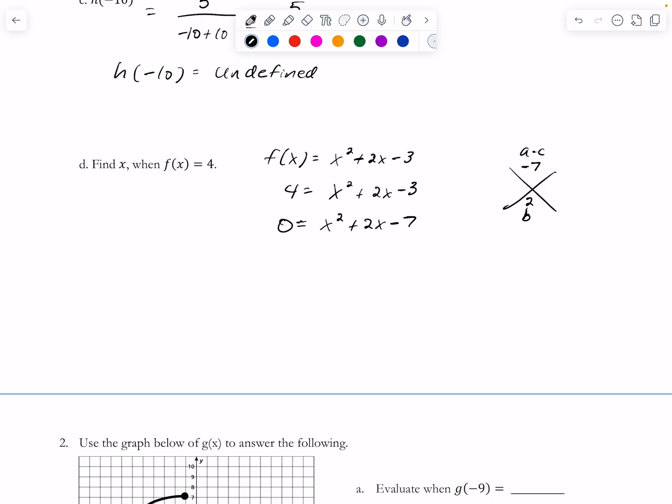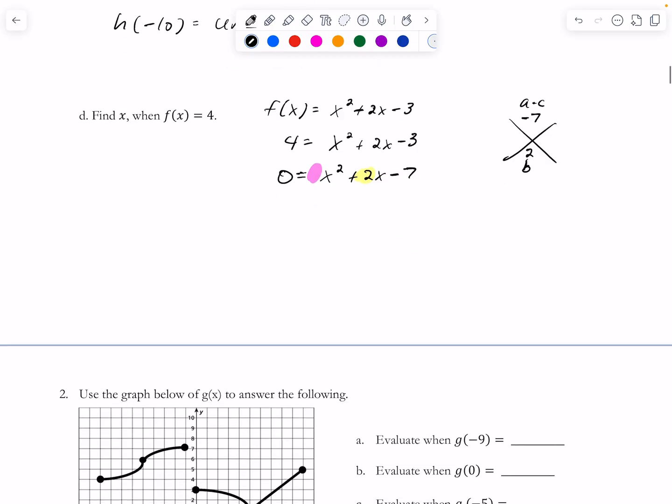The way that my brain sees this is I look in front of my squared term. A is 1, right? I look at my b term. B term is even, so I am going to complete the square. Now, some of you out there will do the quadratic formula. That's fine, but I'm going to complete the square. So I'm going to write x squared plus 2x, leave a space, equals positive 7.